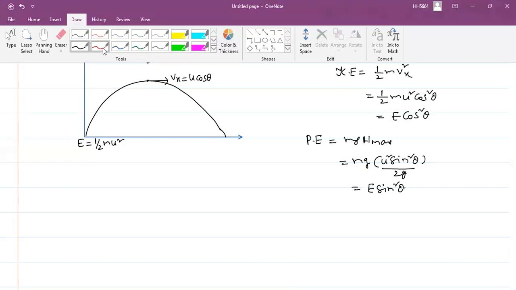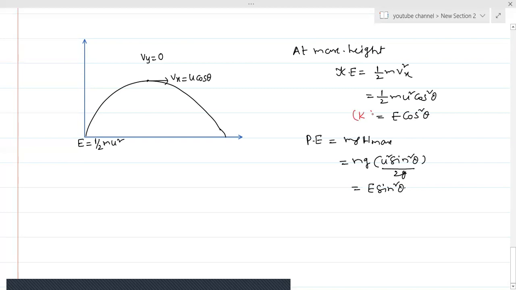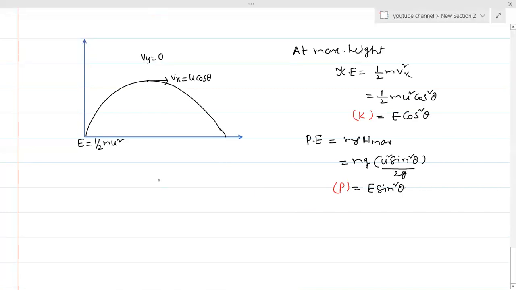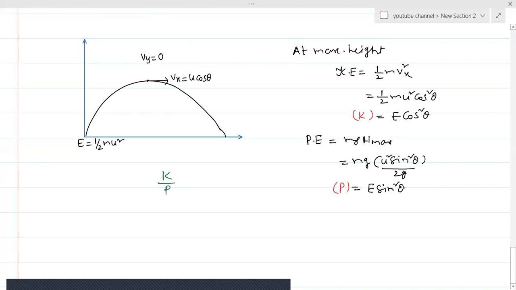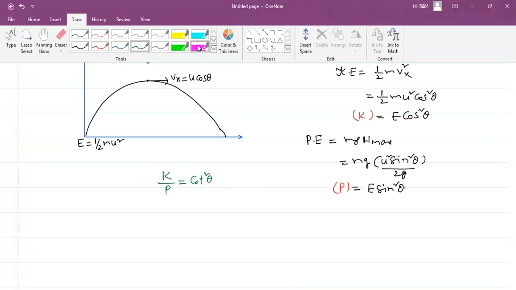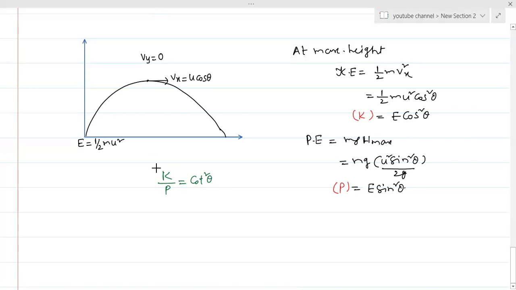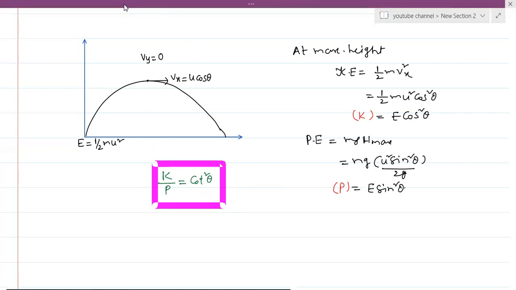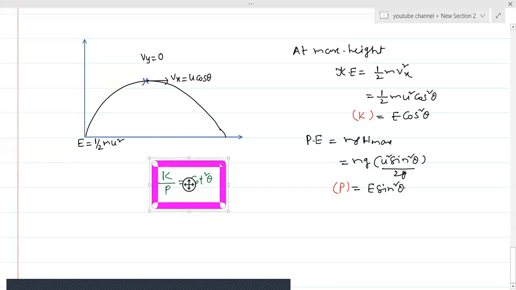So here we have questions like this. Suppose K is the kinetic energy and P is the potential energy. Here we get a relation between them: K by P is equivalent to cos square theta by sin square theta. So this is one of the important relations here. Please remember, K is the kinetic energy at the maximum height and P is the potential energy at the maximum height.